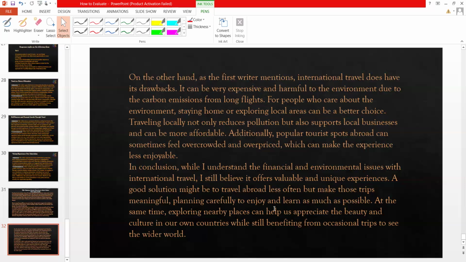In conclusion, while I understand the financial and environmental issues with international travel, I still believe it offers valuable and unique experiences. A good solution might be to travel abroad less often, but make those trips meaningful, planning carefully to enjoy and learn as much as possible. At the same time, exploring nearby places can help us appreciate the beauty and culture in our own countries while still benefiting from occasional trips to see the wider world.